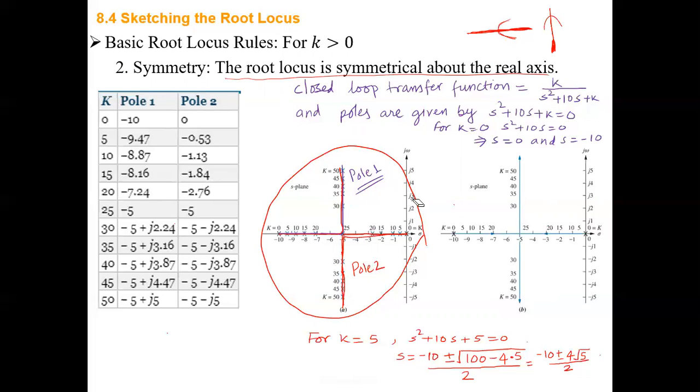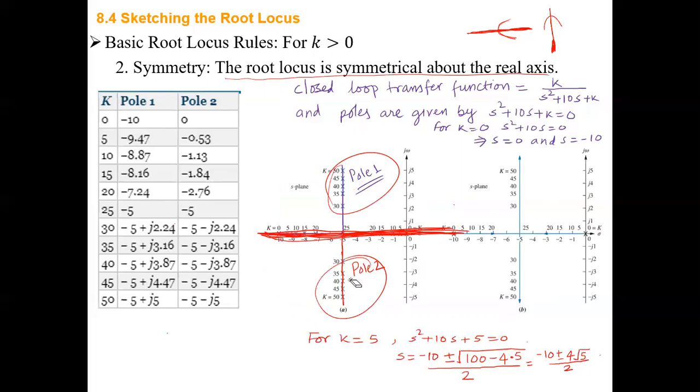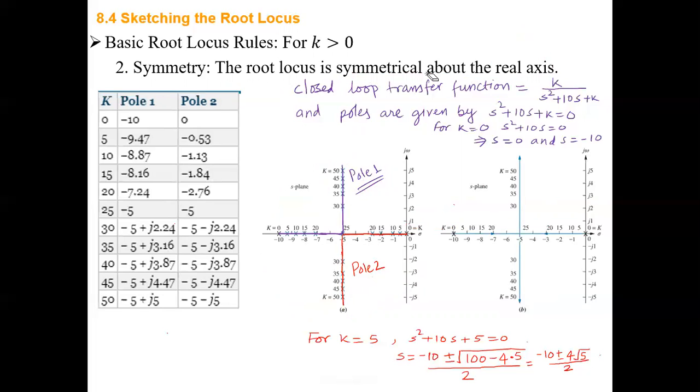In this case, if you fold this guy from here, this axis, the real axis, do you think your branches are symmetrical about the x-axis? They exactly overlap each other, right? So that's what I meant. It always happens. Root locus is always symmetrical about the real axis. Guys, make sense so far?